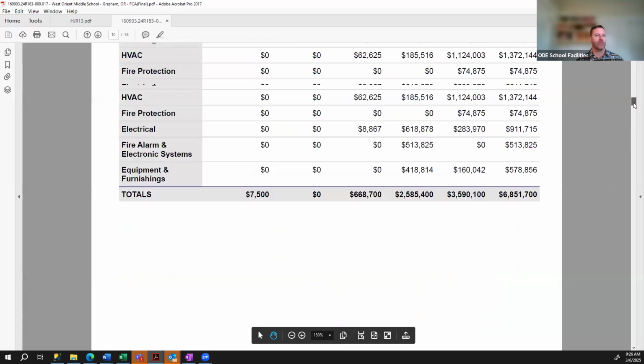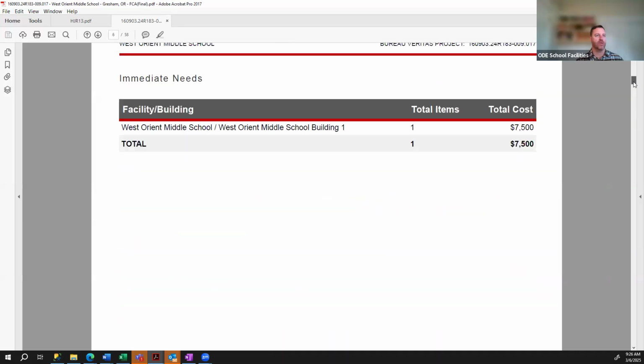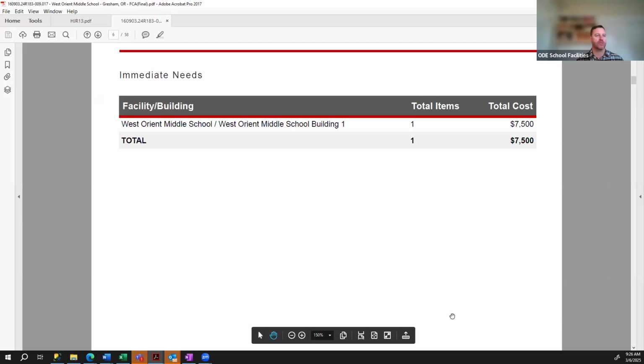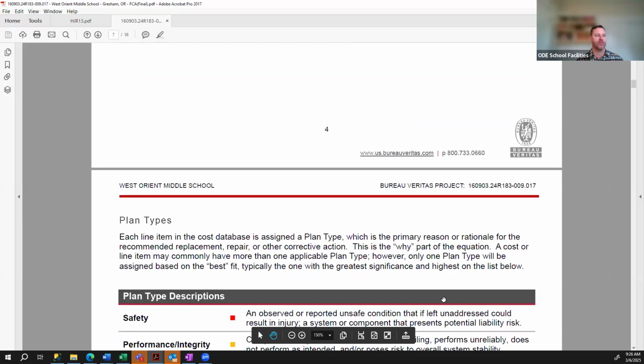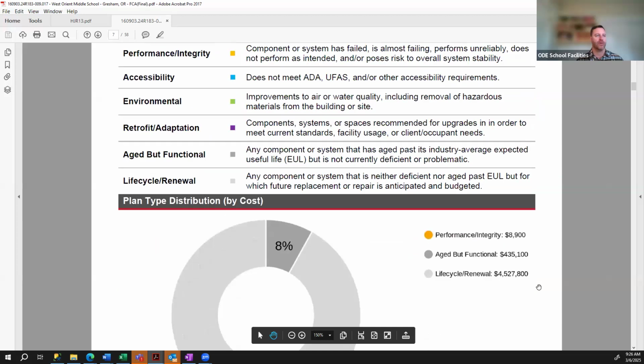And I know that these aren't the easiest things to navigate as a PDF. We can provide you with spreadsheets if you would prefer a spreadsheet with your building information in it, if that would be helpful.